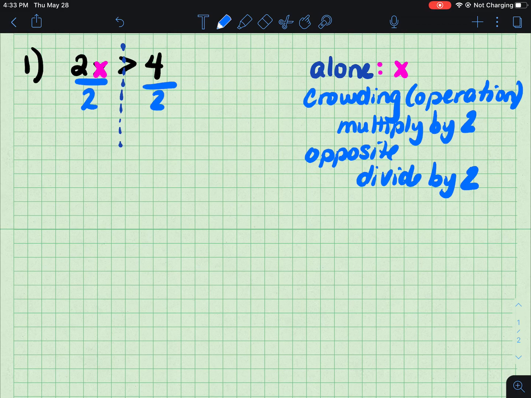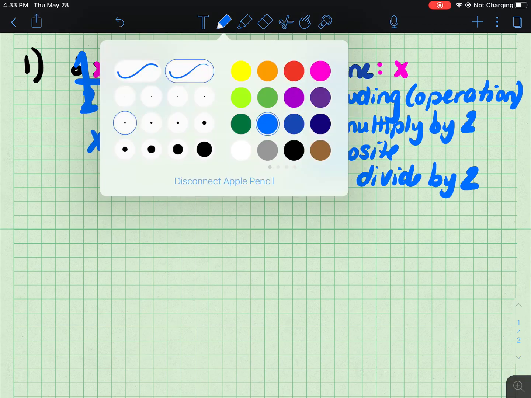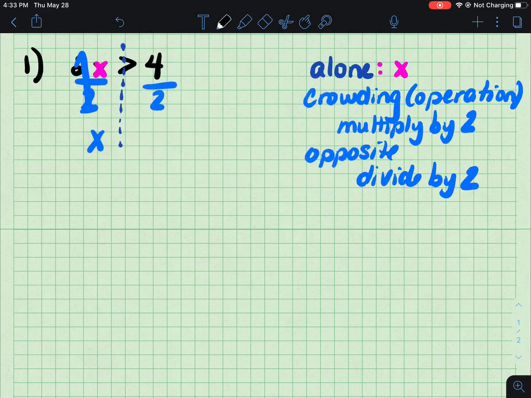Now remember, the whole reason we did this is because 2 over 2 equals 1, and that takes care of that. And so we're left with an x. Don't forget, this is an inequality. That's why I'm using a dashed line, so I remember that I don't put an equal sign. And then 4 divided by 2 is 2.